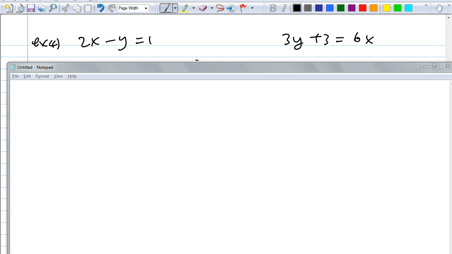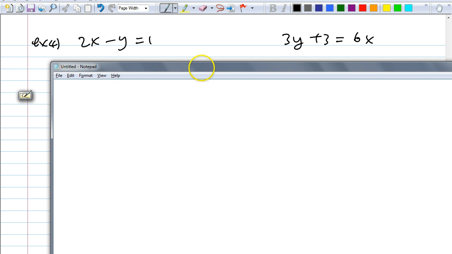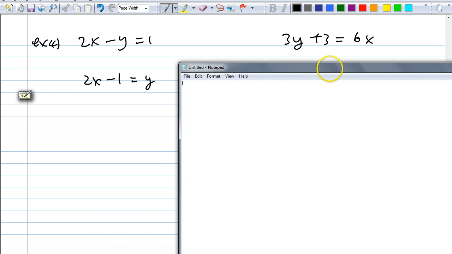The first one, and which variable? X? No, y. Oh, y. Because if you solve for x, you gotta divide by 2. So let's solve for y. You add y to both sides and then subtract 1. What do you get? Y equals 2x minus 1. Yeah. And let's plug it in here.